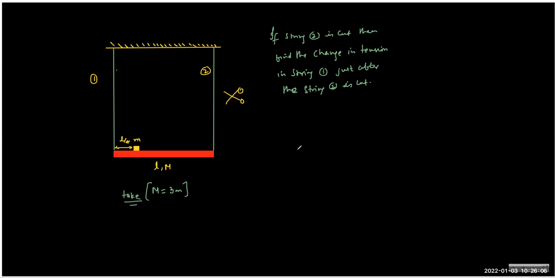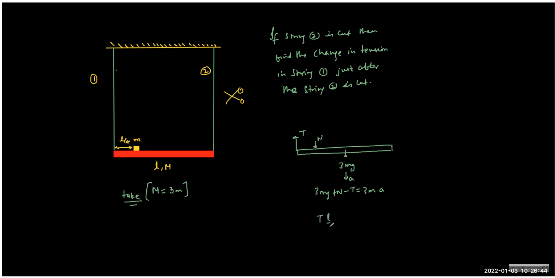So the first equation will be, you have to draw the free body diagram of the plank: 3 mg, tension and the normal here. So the equation will be 3 mg plus N minus T equals to 3m into A of the plank. So I'm taking the acceleration of center of mass of plank as A. And then you write the torque equation about center of mass.